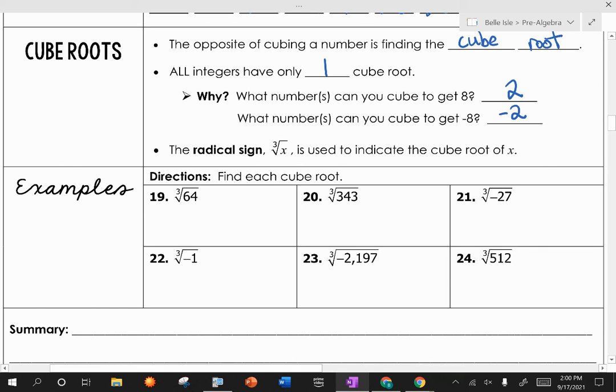Then you hit 64, then hit enter, and it should give you the answer, which is 4. Okay, go ahead and do 19 through 24 on your own.